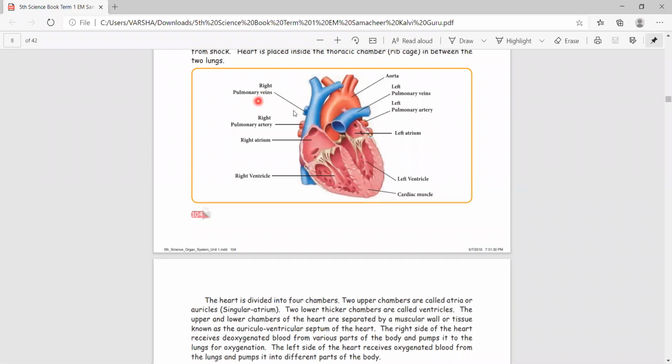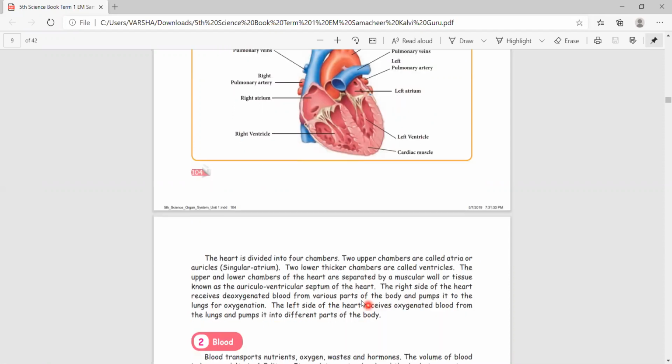And what are the parts of the heart? Right pulmonary veins, aorta, left pulmonary vein, right pulmonary artery. This red one is the pulmonary artery, and this is the left pulmonary artery. This part is the left atrium, this part the right atrium, and this is the right ventricle, left ventricle, and cardiac muscles.